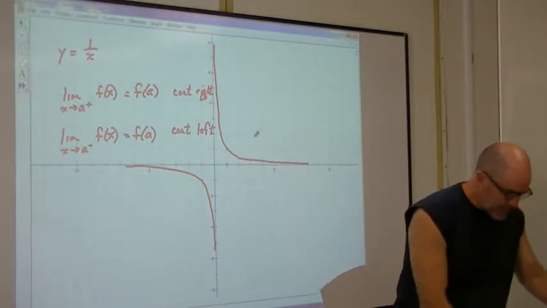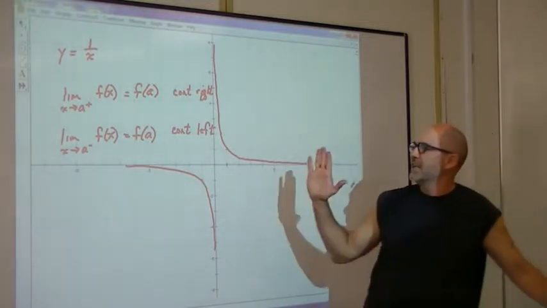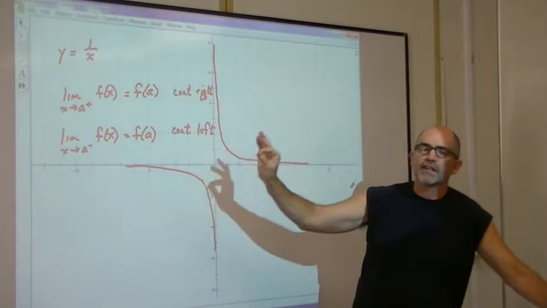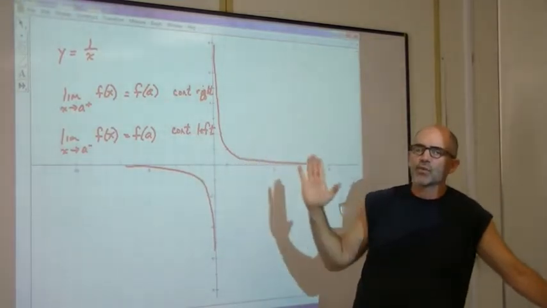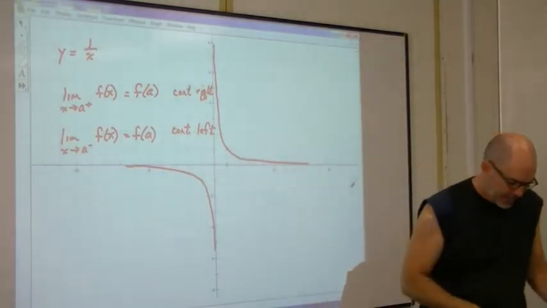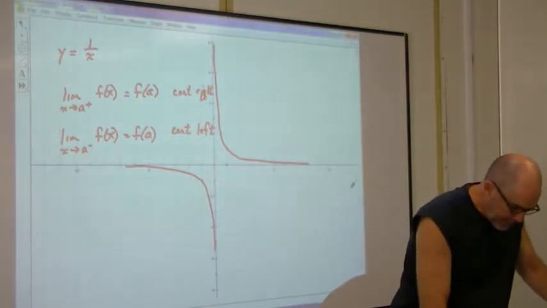A step function would be the same thing. It's going to be continuous to the left of the discontinuity and continuous to the right of the discontinuity.